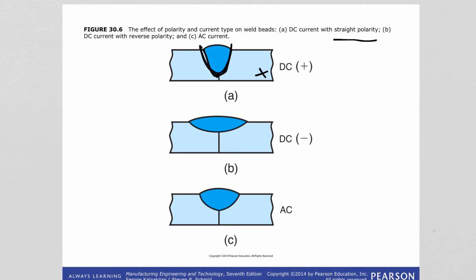And in reverse polarity, where the workpiece is negative and the electrode is positive, the weld penetration is less, and the weld zone is shallow and wider, as you can see here. Okay.